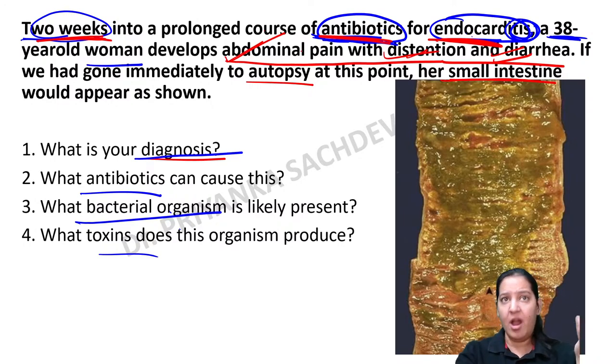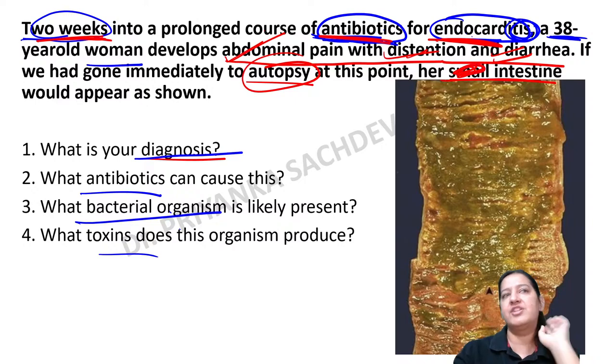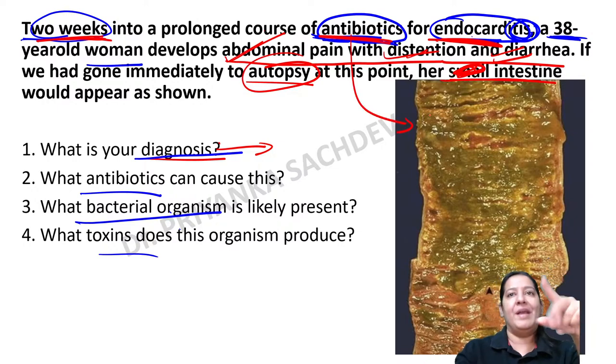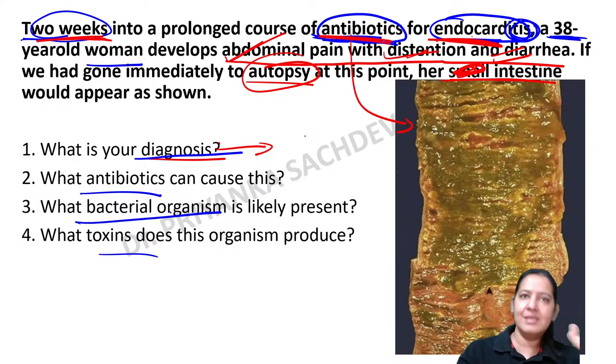It can be deadly. On autopsy, this is the small intestine, this is the large intestine. This is the colon of the patient. What is your diagnosis? The first thing, tell me the diagnosis. I guess everyone knows the diagnosis. The diagnosis is pseudomembranous colitis. All the clues along with the image compiled together, the answer is pseudomembranous colitis.